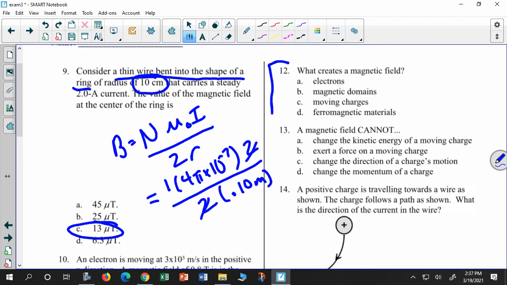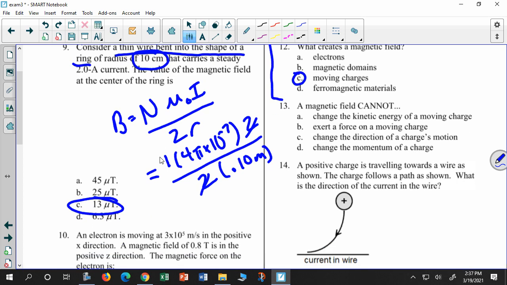What creates a magnetic field? At its fundamental level, what creates a magnetic field? Moving charges, okay? The magnetic field cannot change the energy. It can exert a force. It can change the direction. It can change the momentum.